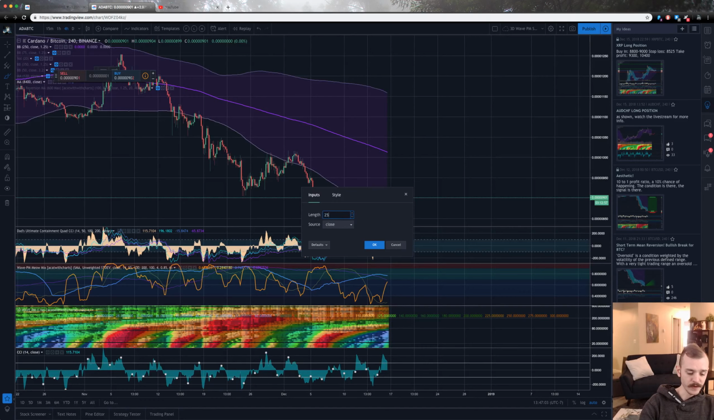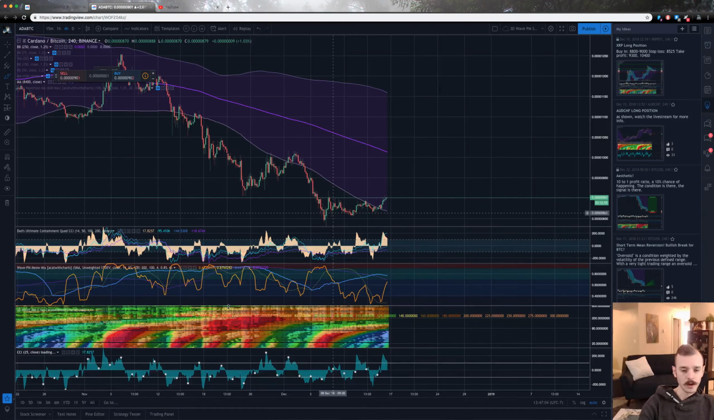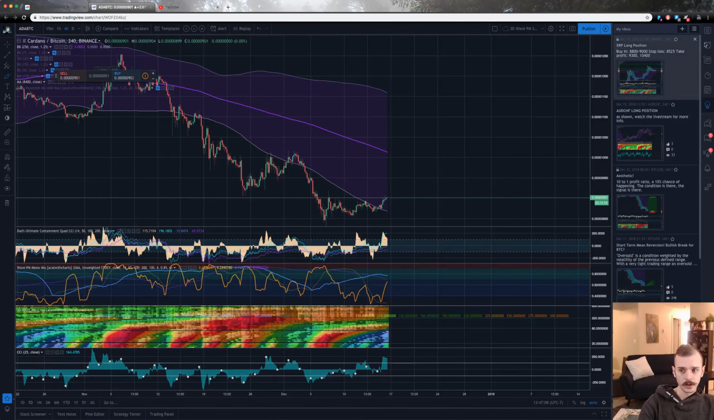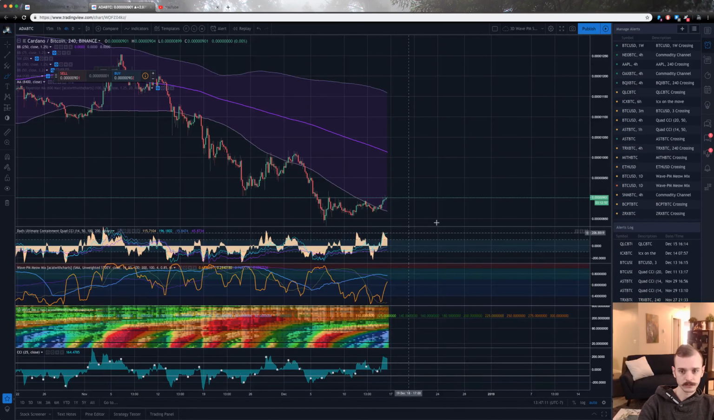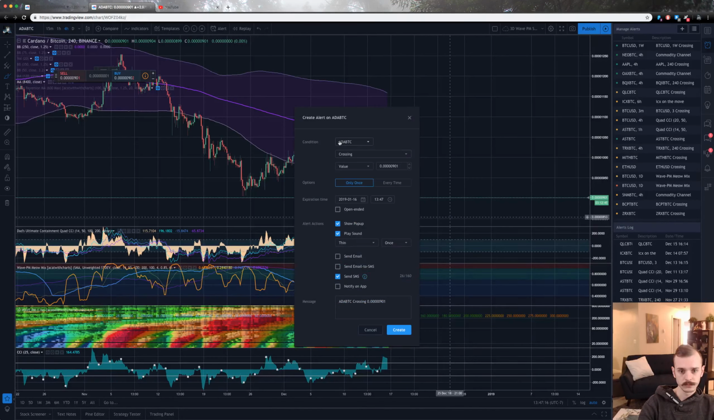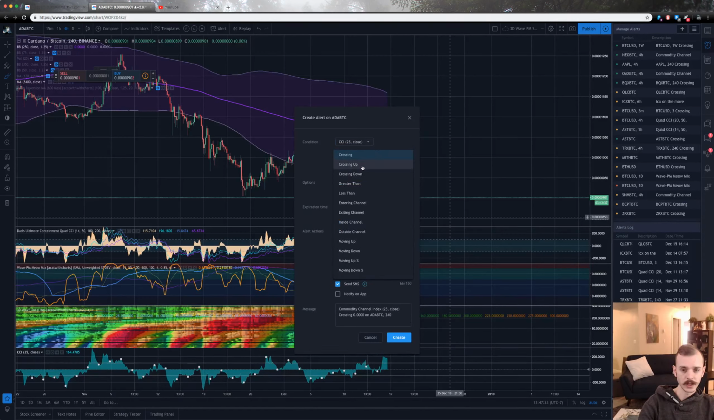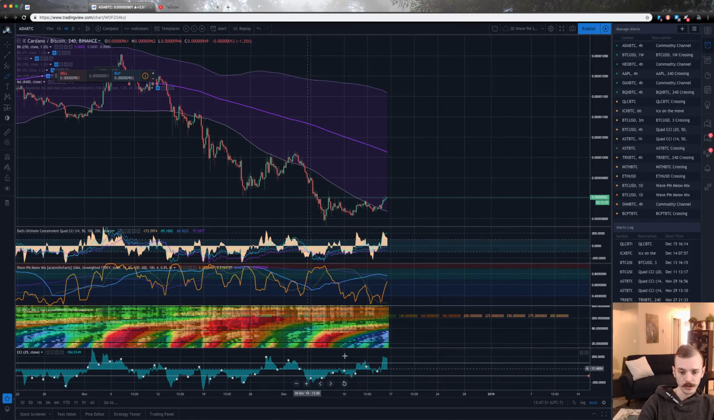I want you to load up a 25 period CCI on the 4-hour chart for ADA. And then you're going to create an alarm for the CCI 25 period crossing up the negative 100 value. There you go. When that alarm triggers, you're going to take a long position on ADA. That's your best bet.